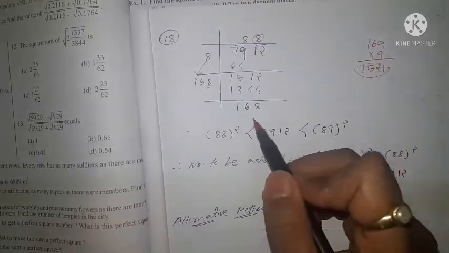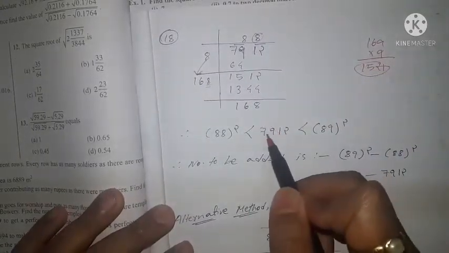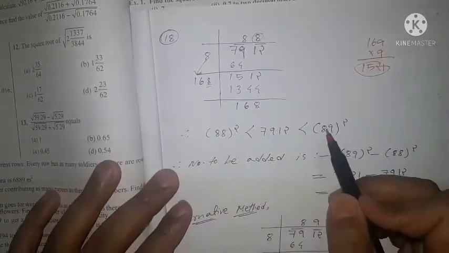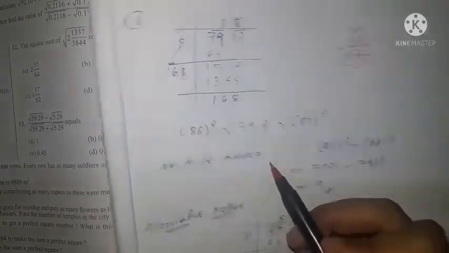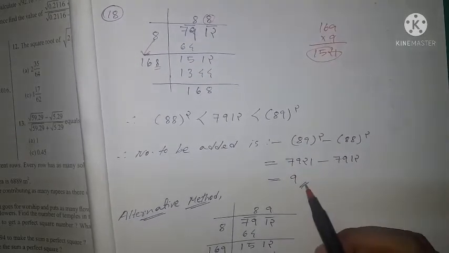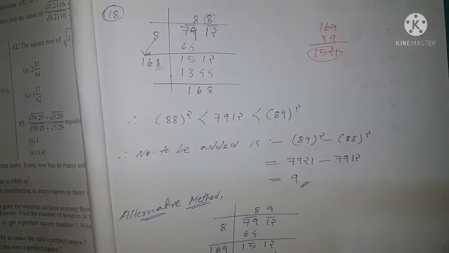Therefore this given number 7912 remains between 88 square and 89 square. So the number to be added is 89 square minus 88 square, which is 9. So this is the number we need to add.